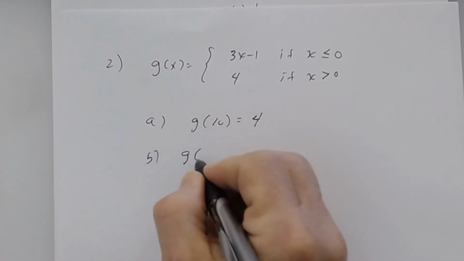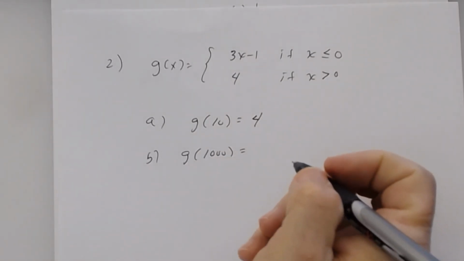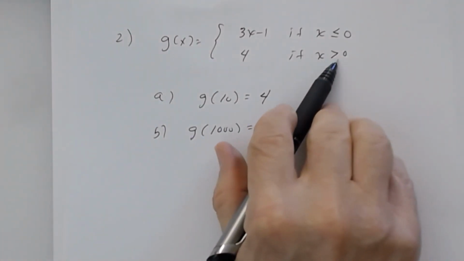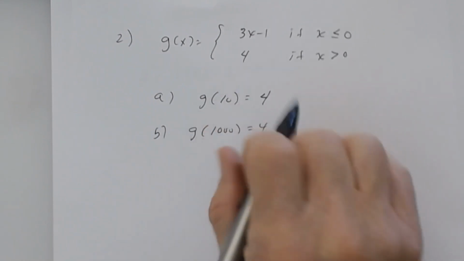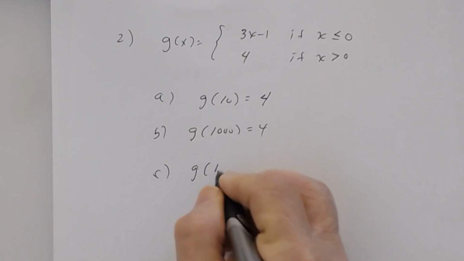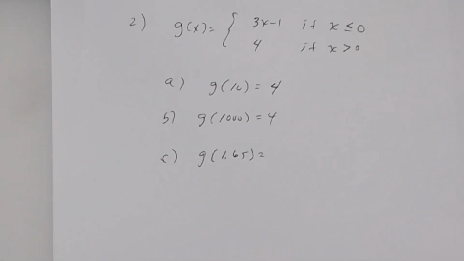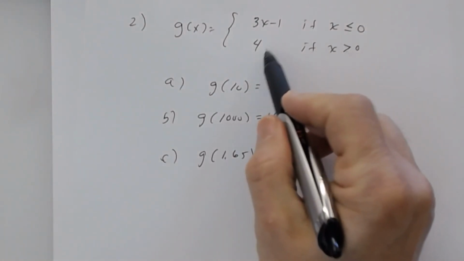B, what's g of 1,000? 4, right? So that means that no matter what number I choose that's bigger than 0, y is always going to be what? 4. So I could say g of 1.65. What's g of 1.65? It's 4. 1.65 is greater than 0, so my y value is 4.